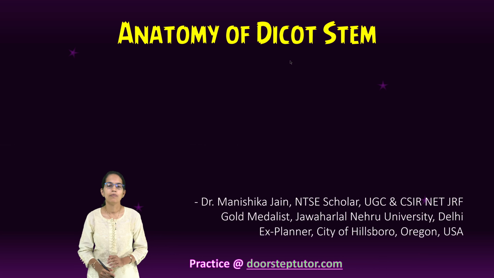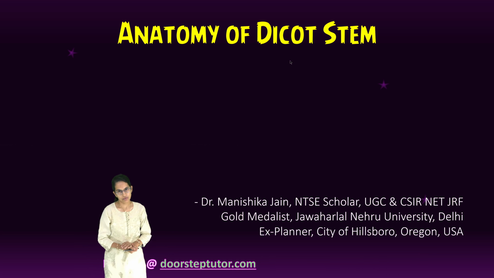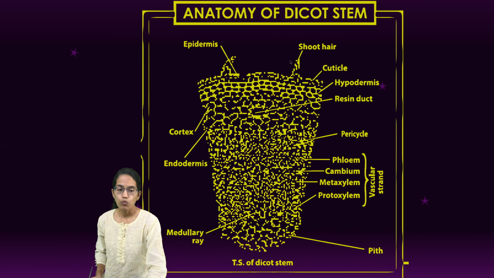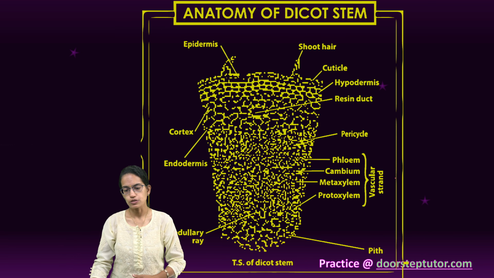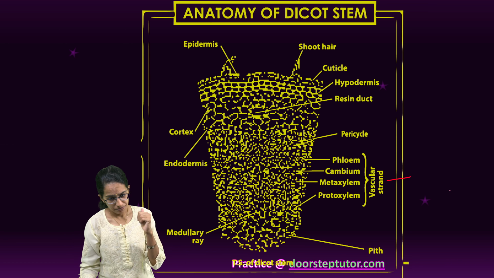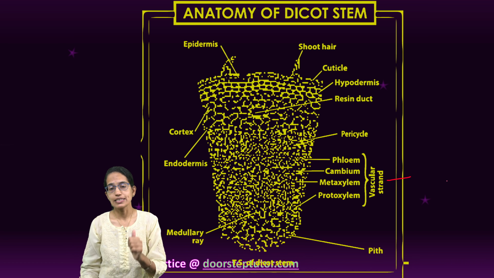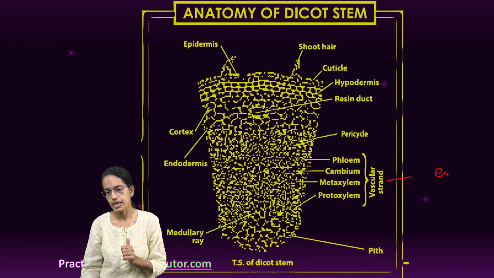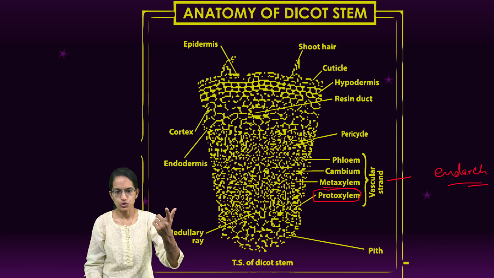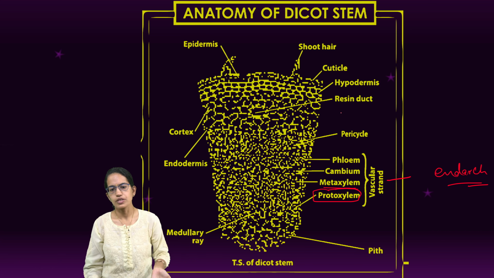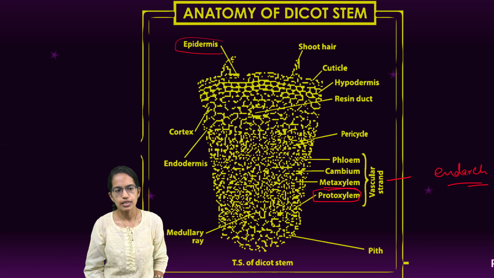Class, we have talked about the anatomy of a dicot root. Coming on to the dicot stem, one clear and most important difference is in the vascular strand. There the xylem was exarch and here the xylem is endarch. Endarch means protoxylem is towards the center, metaxylem is outside. Clear? So let's begin with the outermost layer, which is known as the epidermis.